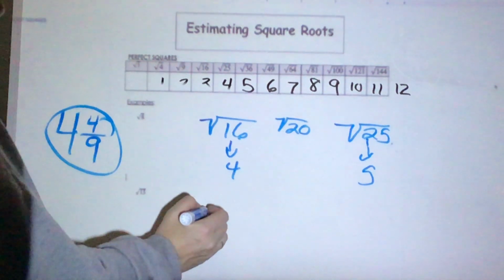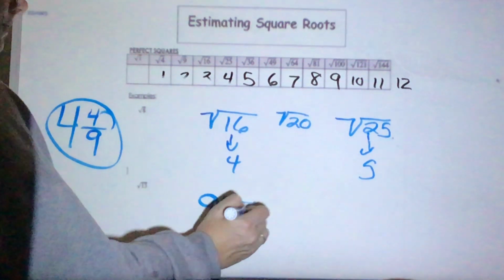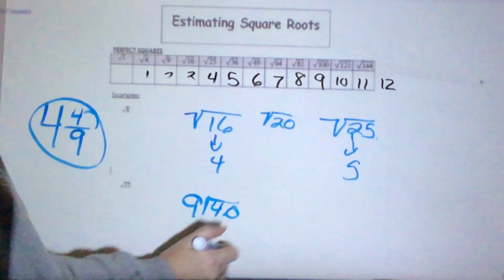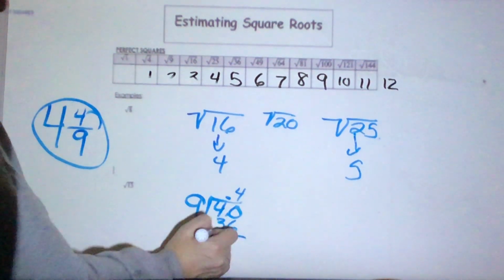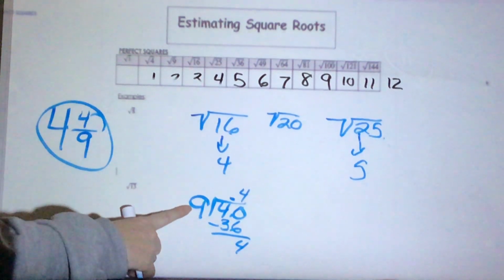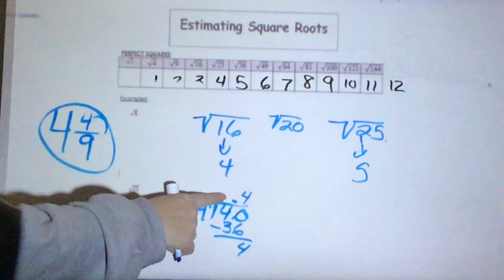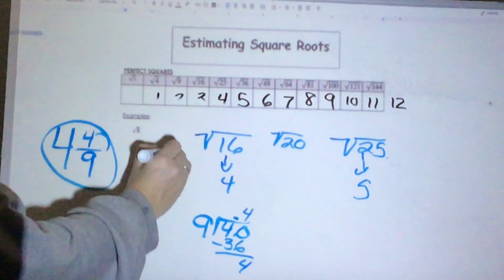And then if I was going to write it as a decimal, my 4 goes in the box, 9 goes into 40 4 times, which is 36. I subtract and I get 4. 4 is not more than half of 9, so it's going to stay a 4. So I'm going to estimate it to be 4.4.